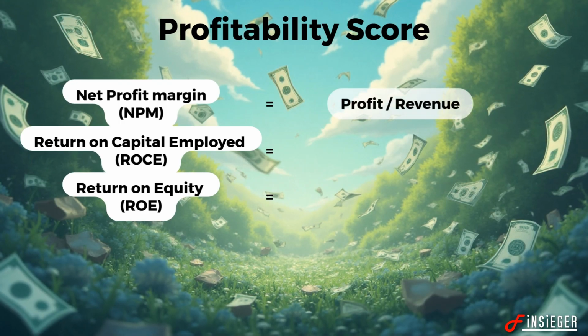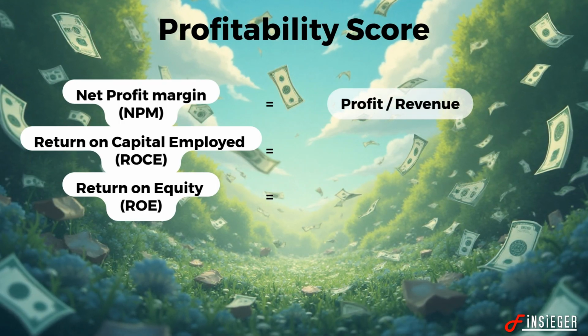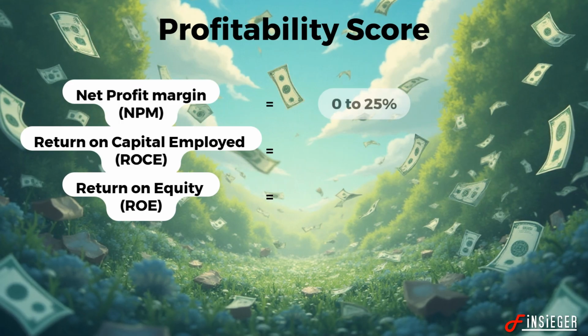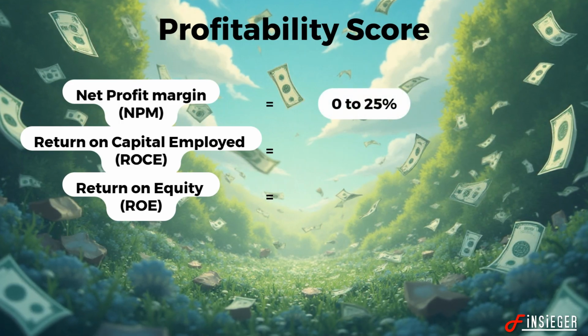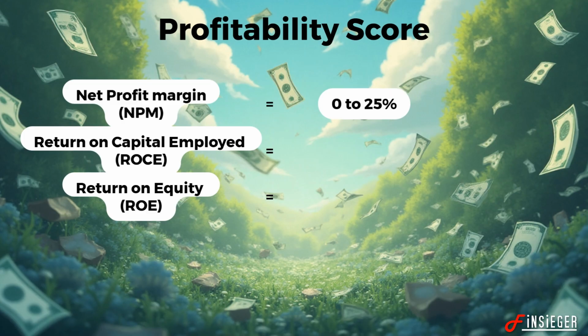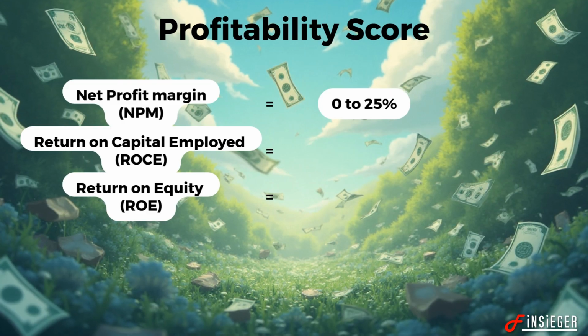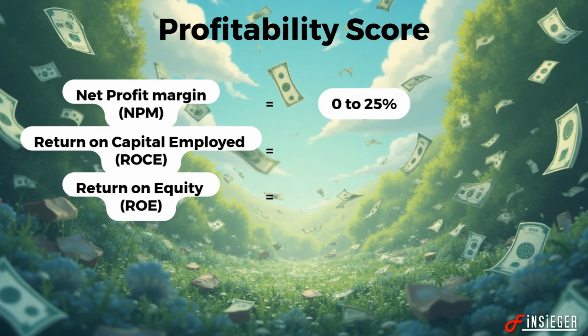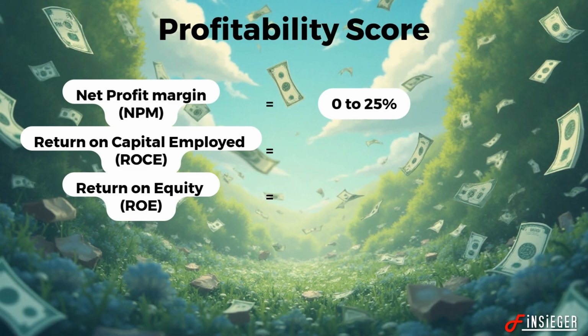Net profit margin is final profit divided by revenue. Better NPM ranges from 0 to 25%, higher the better. Too high NPMs are generally not sustainable, hence they are given equal importance to that of around 20% NPM.